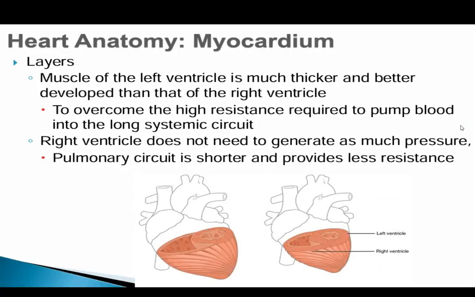Now let's talk more about the myocardium, or the heart muscle. One thing to notice is that the left ventricle has a much thicker wall than the right, and that's because it pumps blood over your whole body, which takes a lot more pressure. In contrast, the right ventricle only pumps blood to the lungs, which are nearby and require much less force. That is why the muscle is thinner.